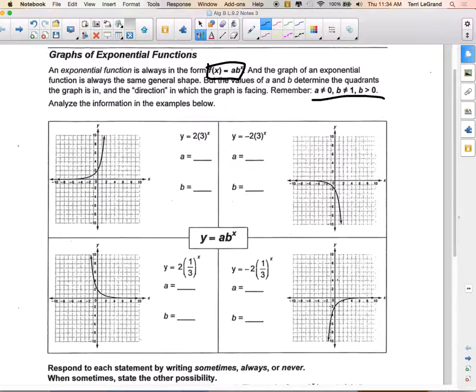Okay? And b has to be what? It can't be 1, but it has to be greater than 1. It doesn't necessarily have to be a whole number. No, there's nothing that says that. It has to be greater than 0. It has to be a positive number.